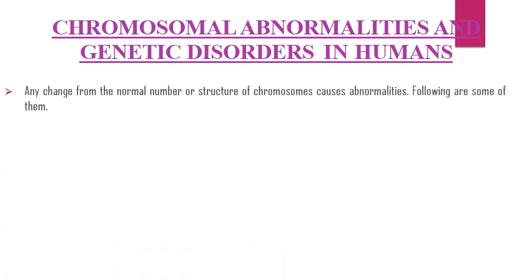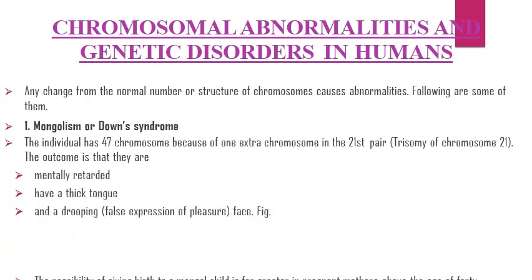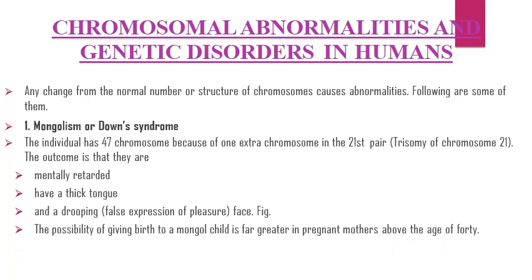Chromosomal abnormalities and genetic disorders in humans. Any change from the normal number or structure of chromosomes causes abnormalities. Following are some of them. Mongolism or Down syndrome: the individual has 47 chromosomes because of one extra chromosome in the 21st pair. This is trisomy. The outcome is that they are mentally retarded, have a thick tongue, and a drooping face. The possibility of giving birth to a Mongol child is far greater in a pregnant mother above the age of 40. This is a diagram.